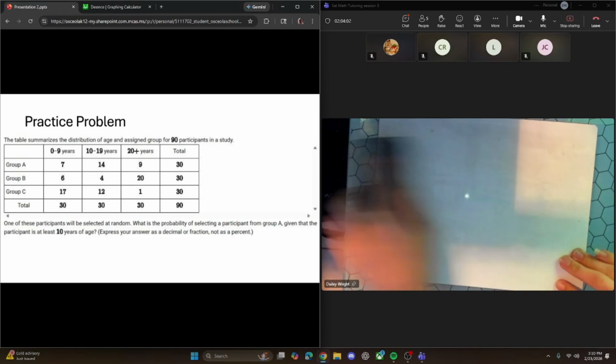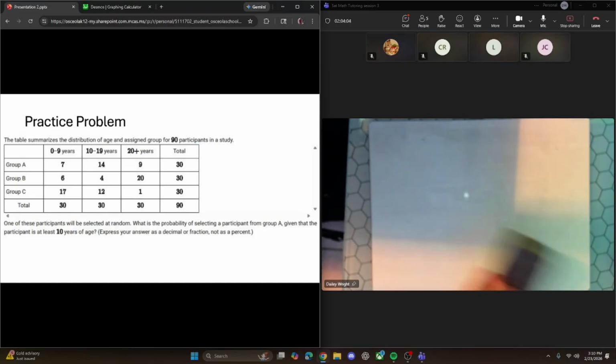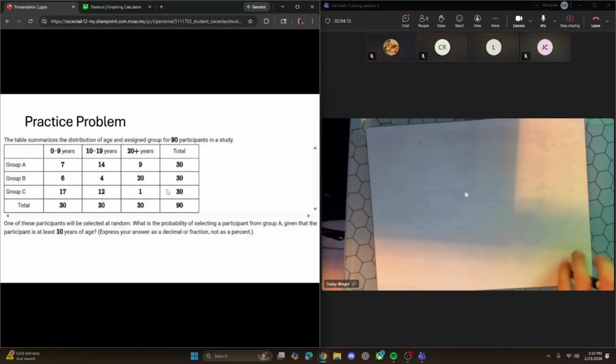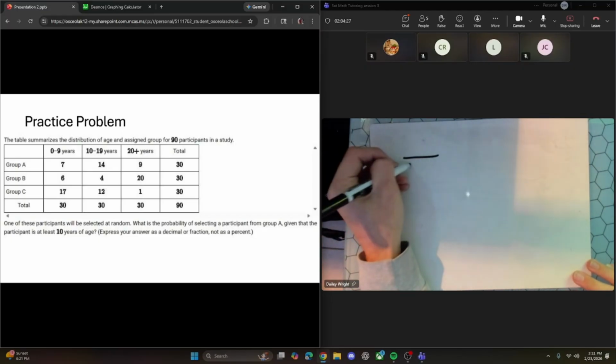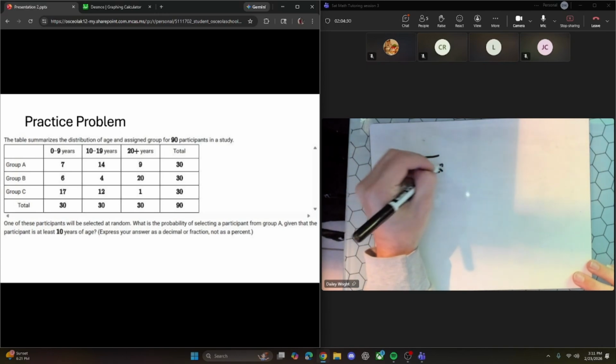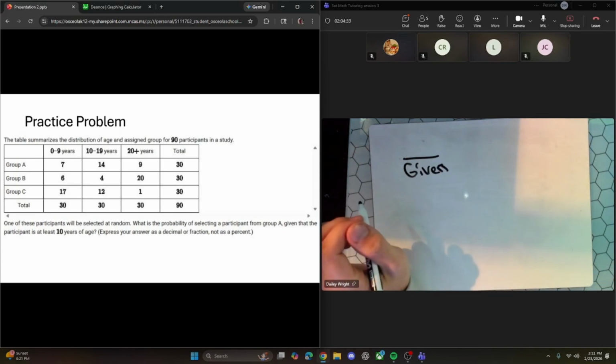The table summarizes the distribution of age and assigned group for 90 participants in a study. One of these participants will be selected at random. What is the probability of selecting a participant from group A given that the participant is at least 10 years of age? So you see that given statement, so you know that this is a given question. So it's not what you're looking for over the overall total, it's what you're looking for over the given. So now we want to find what that given is. So it's that the participant is at least 10 years of age.